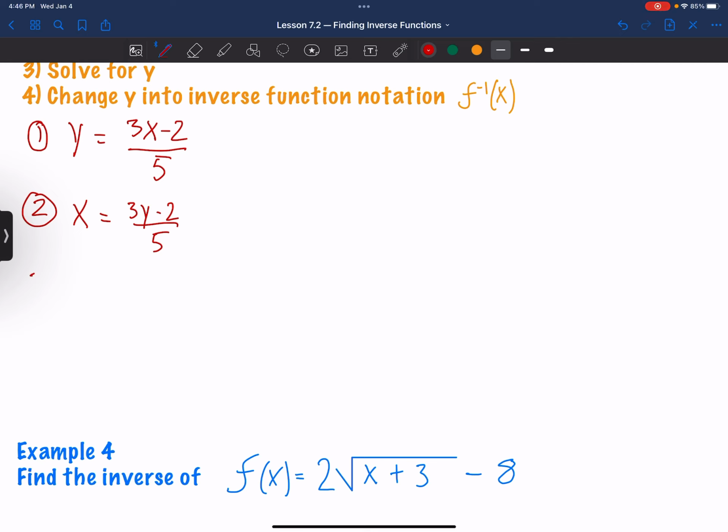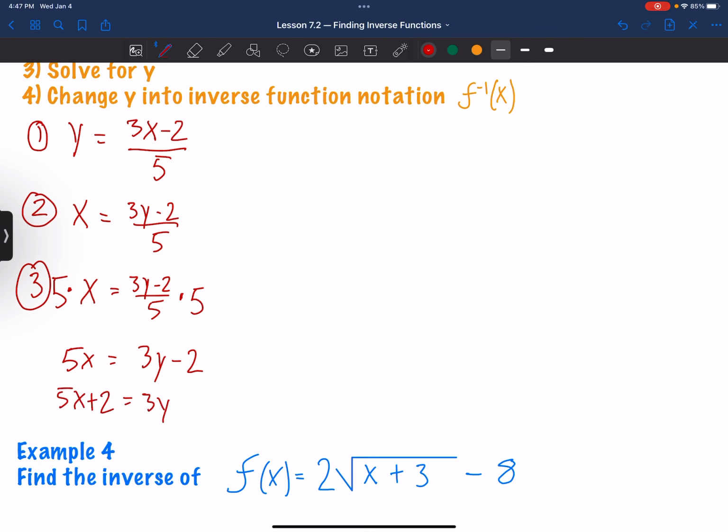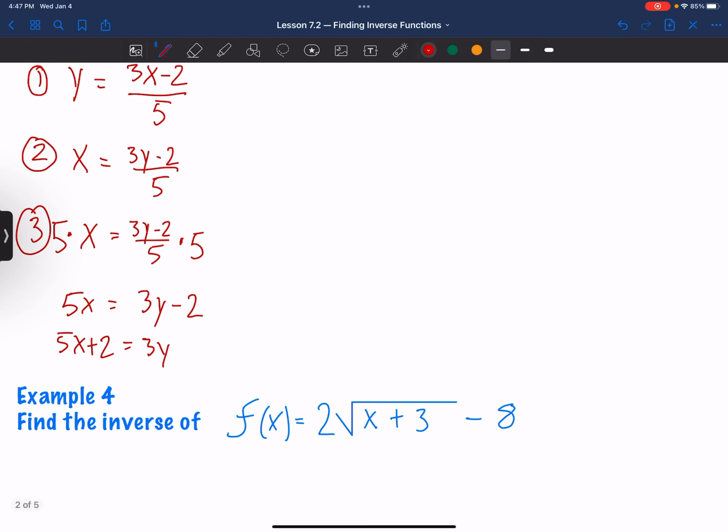So to solve this, let's multiply both sides by 5. We'll take this guy, we'll multiply by 5 times 5, and then that gets me 5x equals 3y minus 2. We'll add 2 to the other side, so it's 5x plus 2 equals 3y, meaning, what does y equal? y equals 5x plus 2 over 3. All I did was divide by 3 right there, right? And ta-da, I have solved for y.